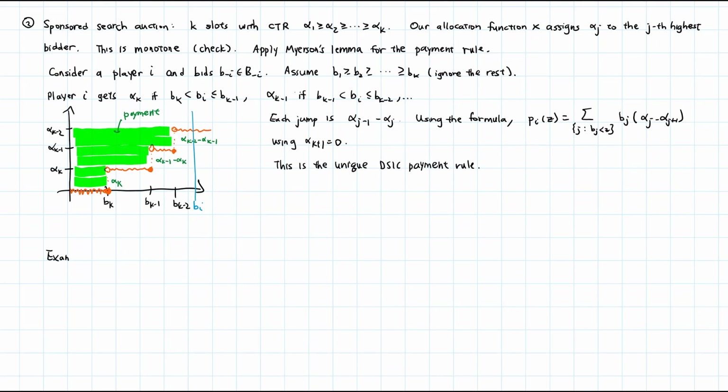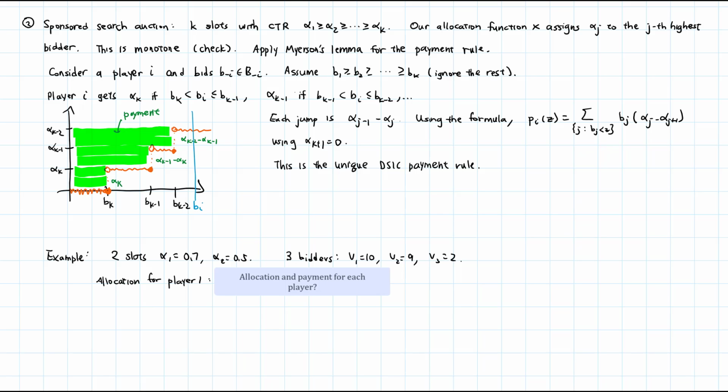Let's have a look at our previous example where we had 2 slots with CTR 0.7 and 0.5, and the 3 bidders have the bids 10, 9, and 2. Our allocation rule will give 0.7 to player 1 and 0.5 to player 2. But can you figure out the correct payment for each of them? Try to draw the allocation graph for each player assuming truthful bidding from the other players, and then try to figure out what the payment should be.